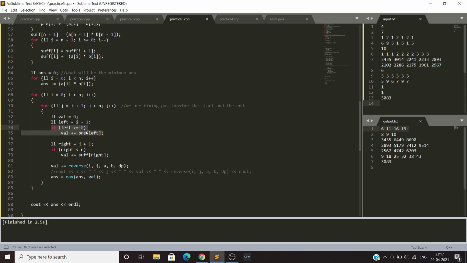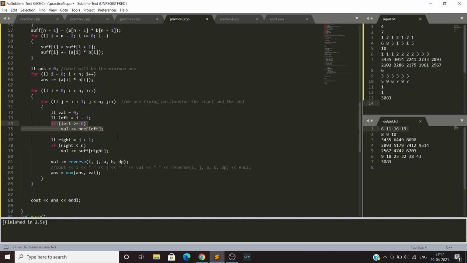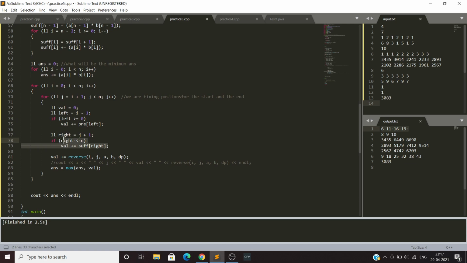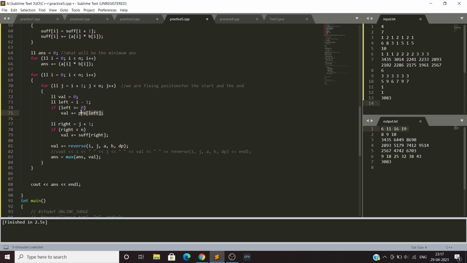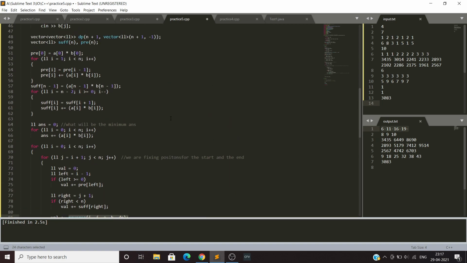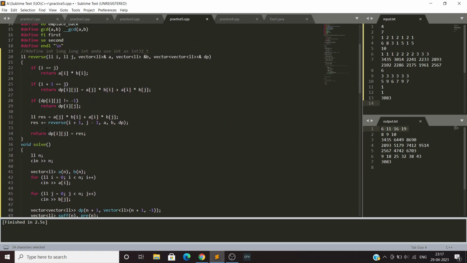So we add the prefix part of the answer and the suffix part of the end point, because after j plus 1 we are not changing anything, and before or equal to i minus 1 we are not changing anything. After that we reverse the part between i and j, the starting and ending points we just fixed. For doing that we are using recursion here. So here is the recursion part.